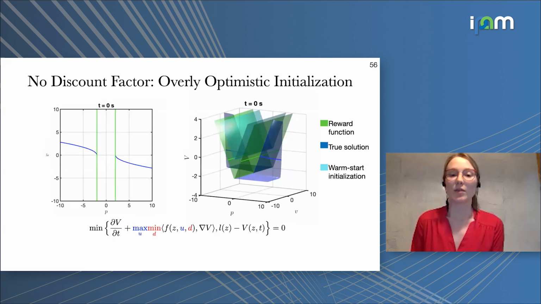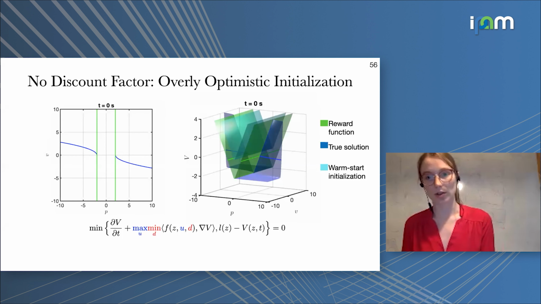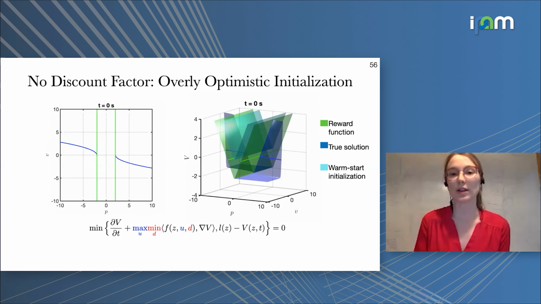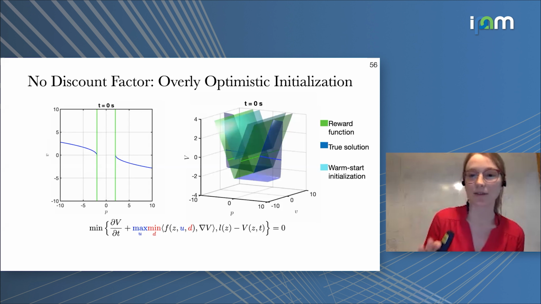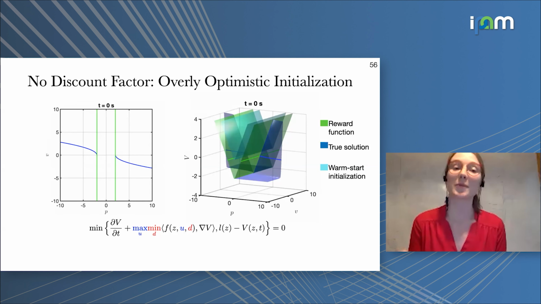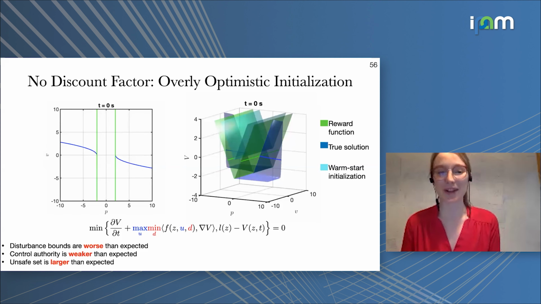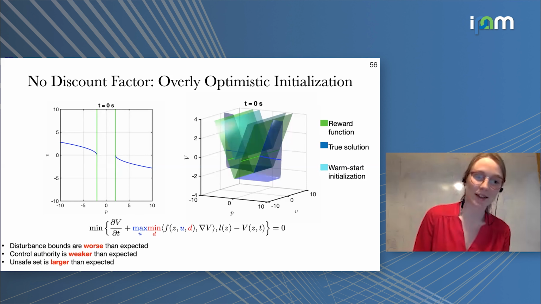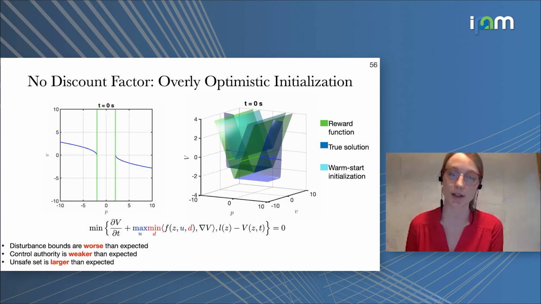So let's ask what happens when we don't have a discount factor. What is really going on under the hood? Here I'm showing that same initial example again, where now, instead of initializing at the implicit surface function or at the cost function, I'm going to start with an overly optimistic initialization. So in teal on the right-hand side, you can see the value function that I've initialized with, which is so optimistic that it's actually assuming that there's no zero level set. So there's no unsafe area at all. But then we find out that the world is worse than we were expecting. Either the disturbance bounds are worse, the control authority is weaker than we expect, or in this particular case, the unsafe set is larger than we expected.